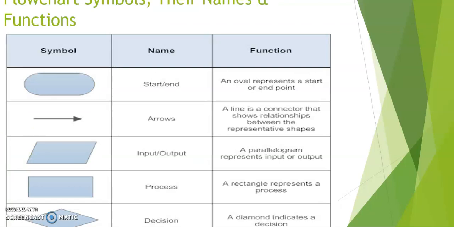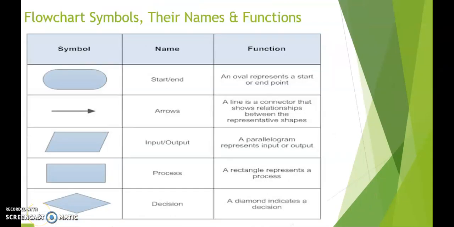Here, these are certain symbols. Some of the basic standard symbols that we have listed, and their diagrammatic representation, are in this table. The first column has the symbol, the second column is the name of the symbol, and in the third column we have the functions. The first symbol is the start or end symbol, oval in shape. An oval represents the start or end of your flowchart.